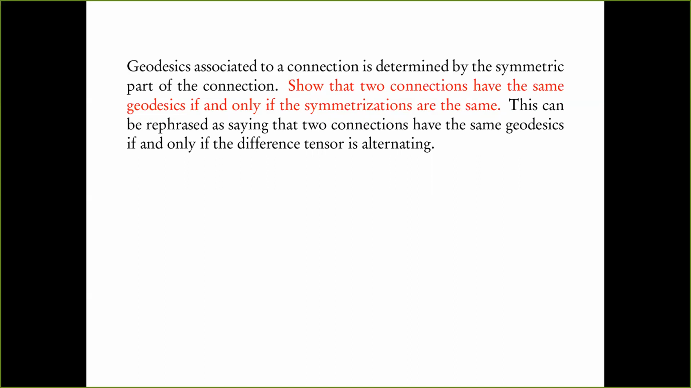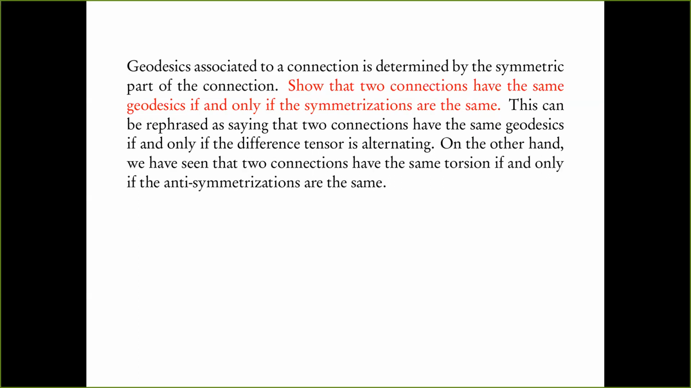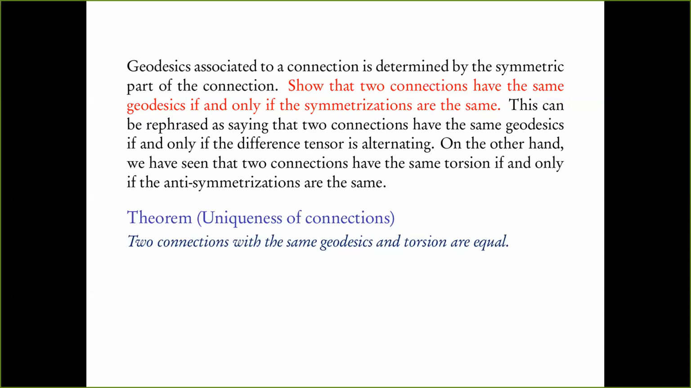If you want to deal with tensors and you like those kinds of things, you can rephrase the exercise as saying that if two connections have the same geodesics, then the difference is a tensor, and it's an alternating tensor. Anyway, it's the same thing. Since we have seen that torsion captures the antisymmetric part and geodesics of a connection capture the symmetric part, we have this theorem, and this theorem is not as hard based on how we developed things. In fact, I would argue that this theorem is much easier than how one proves the fundamental theorem of Riemannian geometry, which almost comes as a magical thing using the Koszul formula, that it seems to work out.